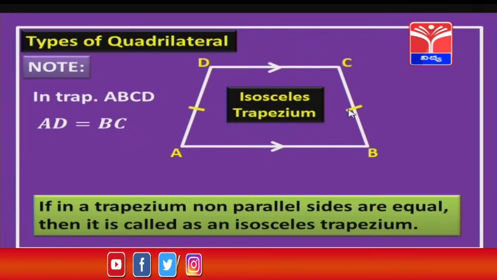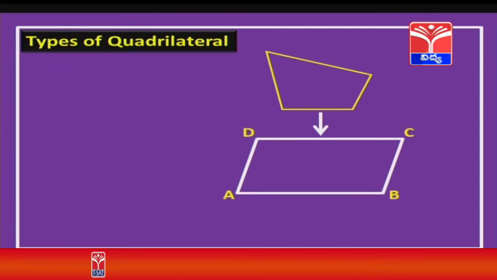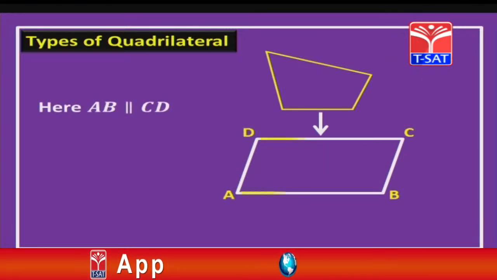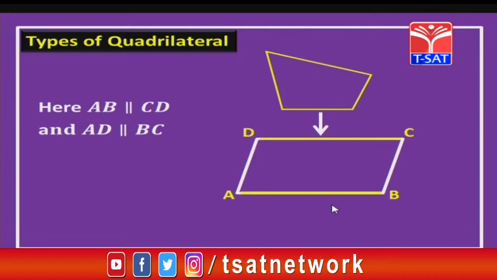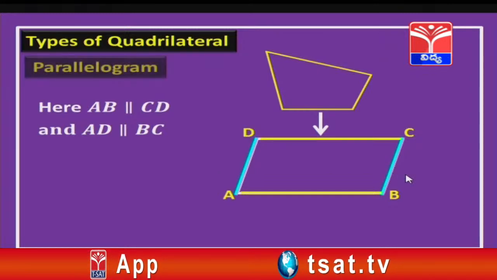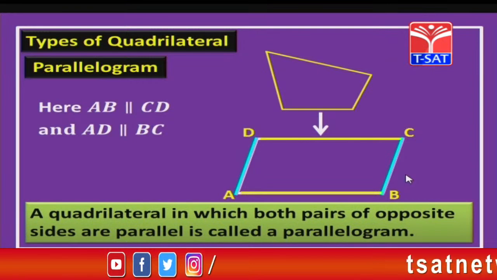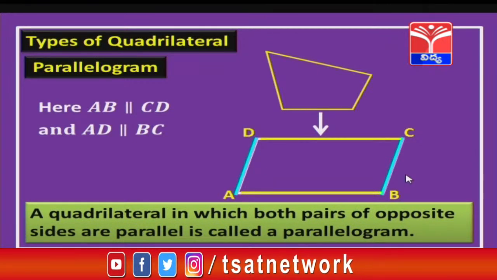Let us consider the next type of quadrilateral. So, here again we have a quadrilateral ABCD, but here we can notice AB is parallel to CD. So, here one pair of opposite sides, that is AB and CD, are parallel to each other, and also we have AD parallel to BC. That means both the pairs of opposite sides of this quadrilateral are parallel. Now, such type of quadrilateral is called a parallelogram. So, how do you define, children? A quadrilateral in which both pairs of opposite sides are parallel is called a parallelogram.